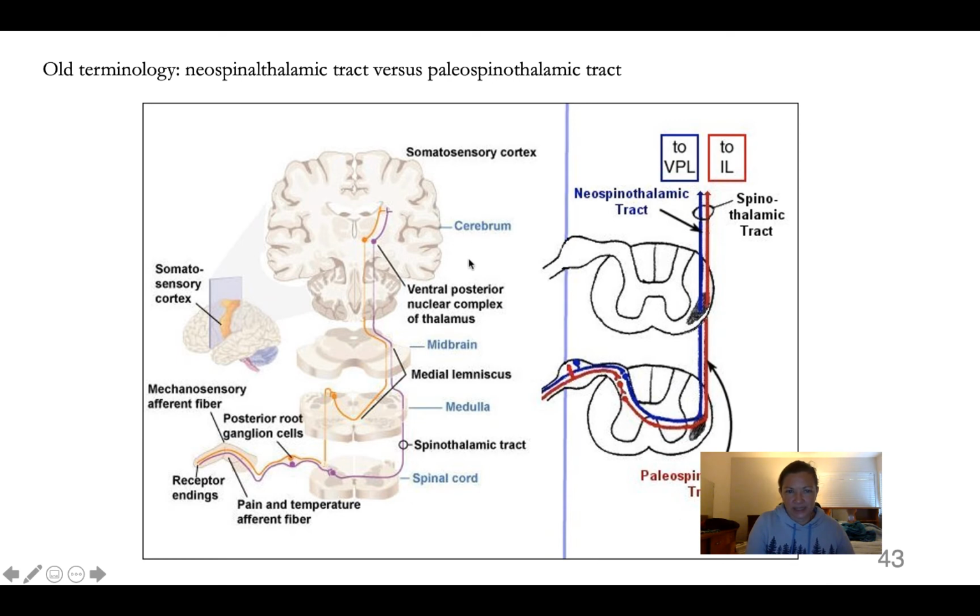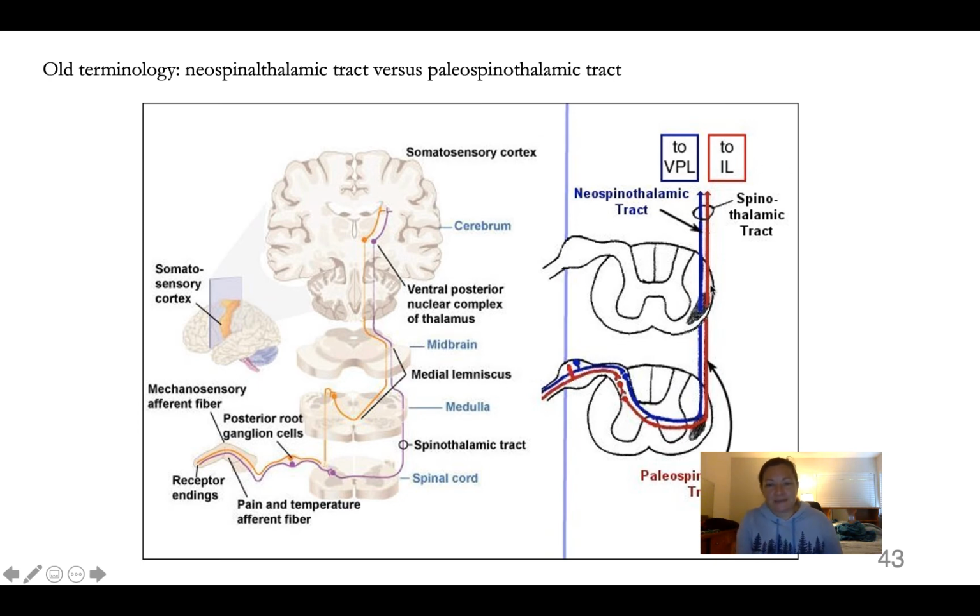So historically, the left side of this just shows you the normal schematic that we've all seen of these two systems. But there's some historic terminology that you might see somewhere, and that's neo-spinothalamic versus paleo-spinothalamic. Subtly different here, the neo-spinothalamic is the dogmatic spinothalamic tracts that we all consider, ultimately synapsing on the VPL thalamus.